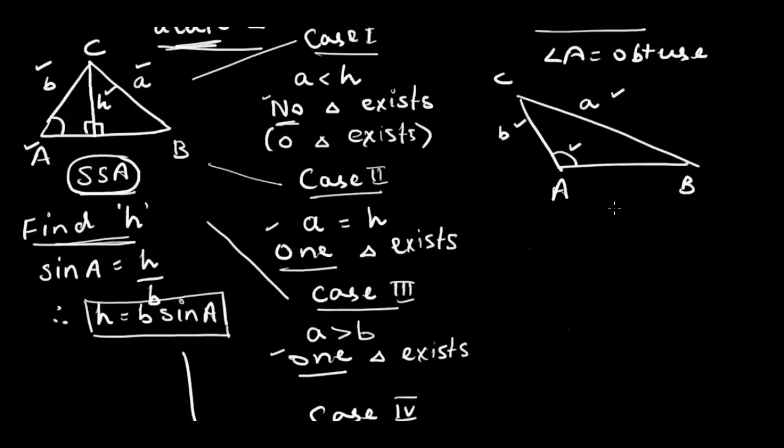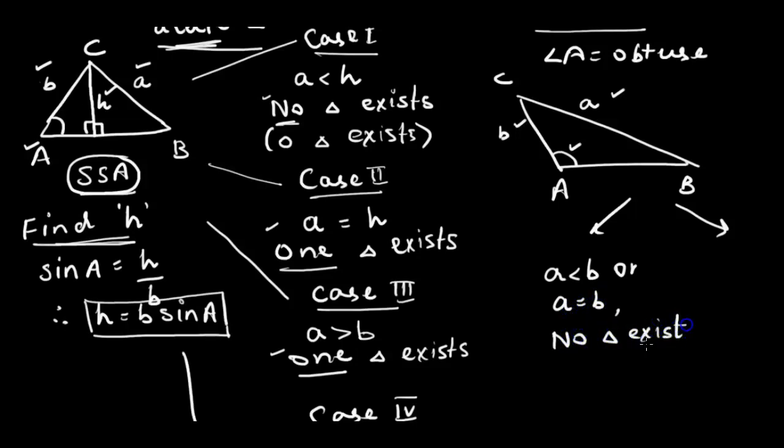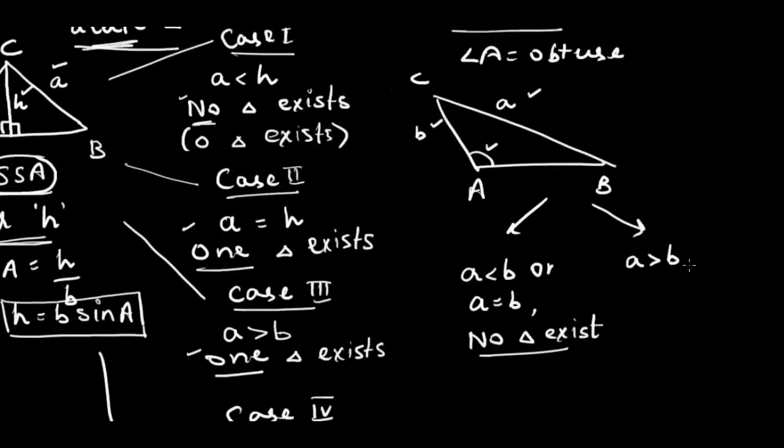The two cases that would result are if we are given side A less than side B, or if side A is equal to side B. Then there will be no triangle existing in such a case, and there will be no solution to the given problem. However, if side A is greater than side B, then there will be one triangle existing in the obtuse triangle SSA situation. So we would have one solution to the given problem. Let's understand this ambiguous case with an example.